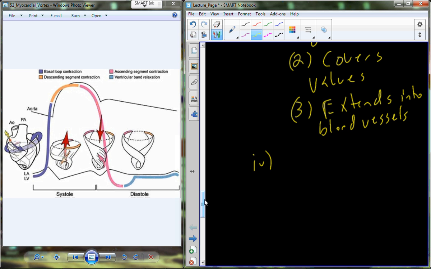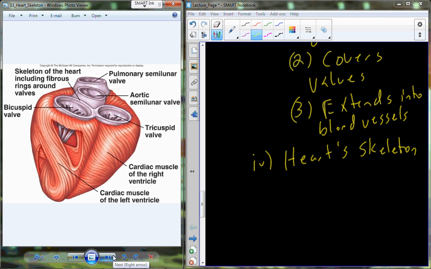Did you know the heart has a skeleton? This picture is a really good representation of that orientation of cells that allow the myocardial vortex to exist. And it also shows the heart's skeleton. And it's a fibrous skeleton. It's not calcified bones, but it's still a skeleton nonetheless. It's just fibrous tissue rather than hardened bone tissue.